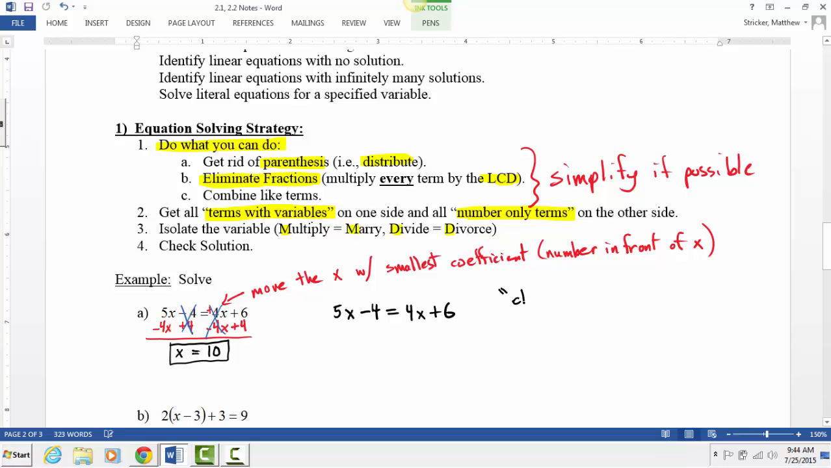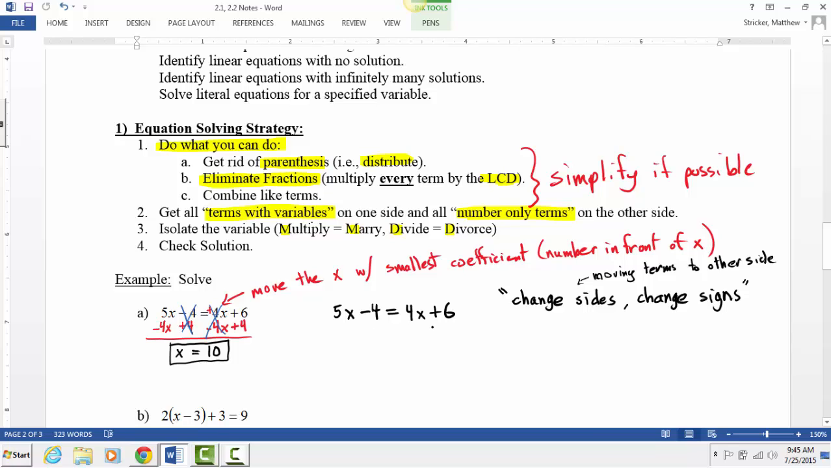I call it change sides, change signs. Has a little bit of a ring to it. Change sides, change signs. And when I mean change sides, I mean this means moving terms to the other side.